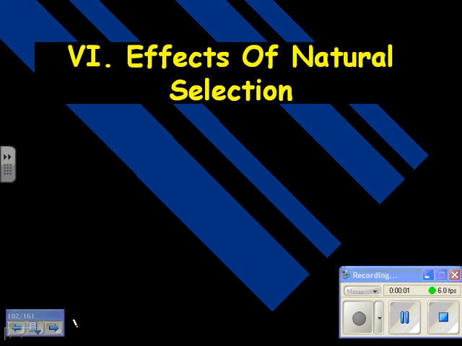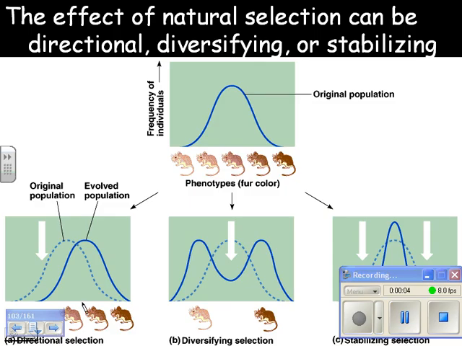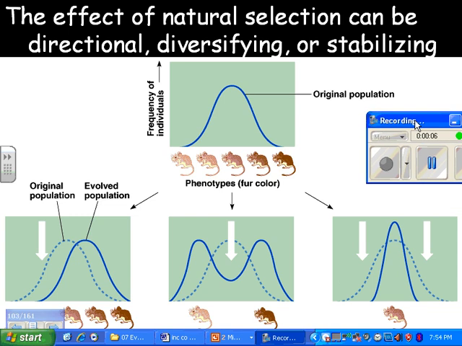The effects of natural selection. So we're going to see the effects of natural selection on a population. Here's one particular population. There are the phenotypes of the mice, and they are very, very light to very, very dark. If you look at the frequency of individuals, most of them are kind of medium color. You have a few that are very light and a few that are very dark, but most of them are medium. So we're going to look at different selective pressures that can cause directional, diversifying, or stabilizing selection.